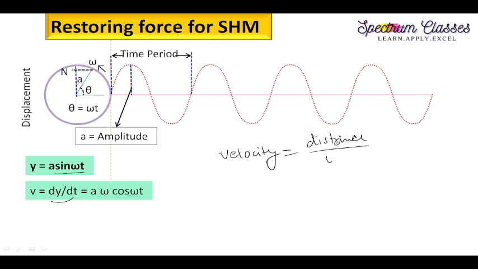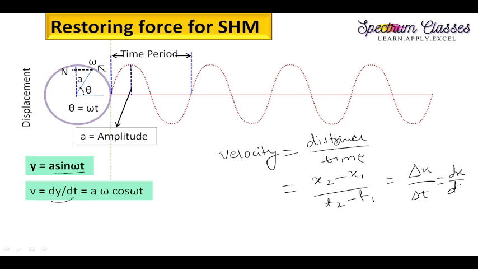Distance upon time. What is distance? x2 minus x1 here, and time t2 minus t1 here. So this is delta x and this is delta t. If our delta, the difference, is very small, then we can say dx upon dt. Fine. So here you can understand dy upon dt, if instead of x we are taking the vertical axis. So velocity is dy upon dt.